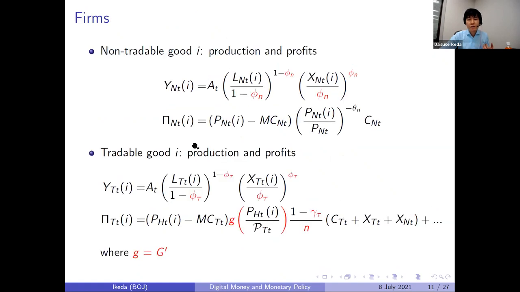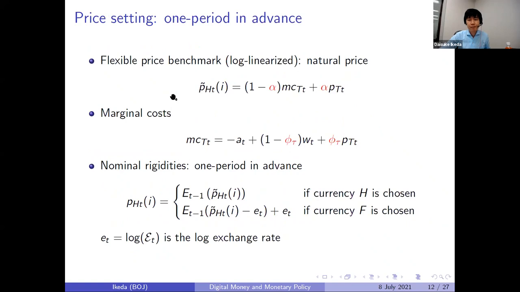The firms are standard. Both non-tradable goods and tradable goods are produced according to a standard Cobb-Douglas production function by putting together hours worked and intermediate inputs. And these intermediate inputs are in terms of the tradable good bundle. So there is a link from the tradable goods to non-tradable goods in this economy.